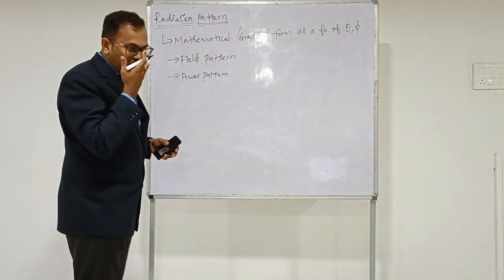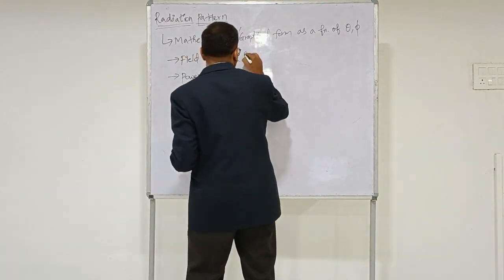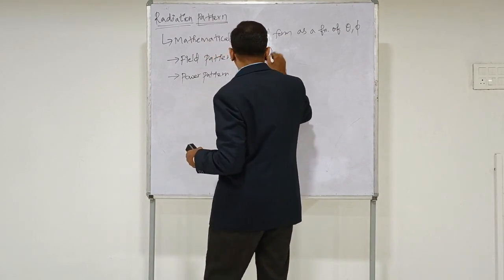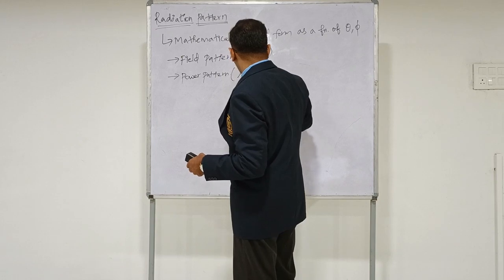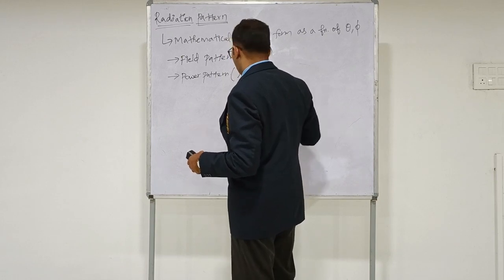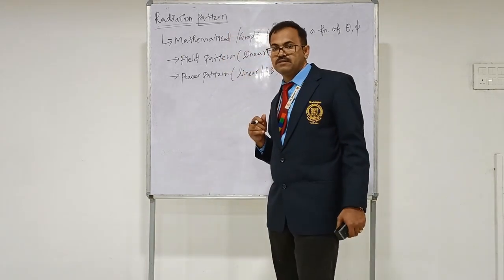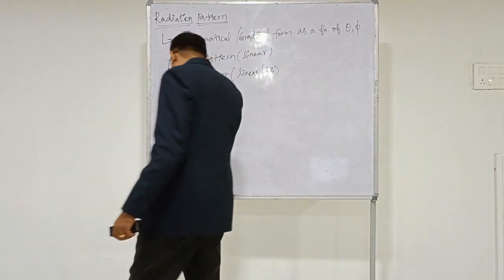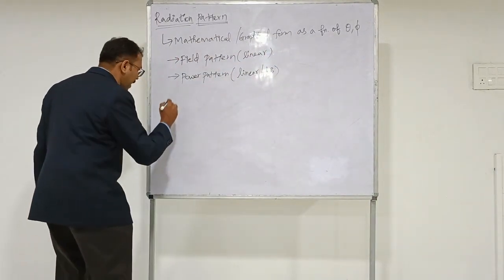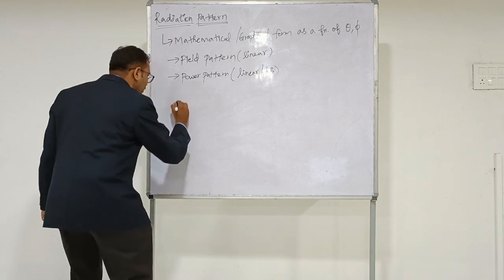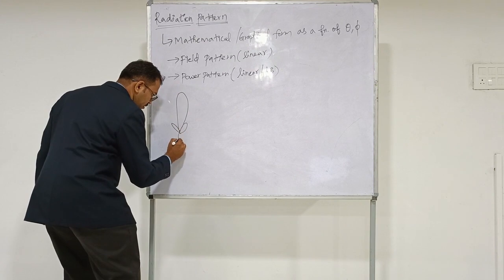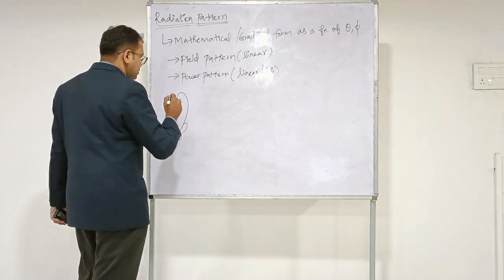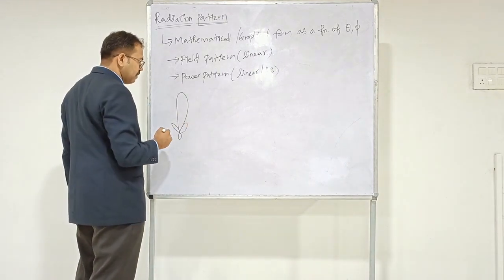So power pattern, field pattern, normally this is expressed in linear scale. Power pattern can be expressed in either linear scale or decibel scale. These are two choices available for us. And now, let me draw a radiation pattern with respect to field pattern. So this is the direction of maxima.